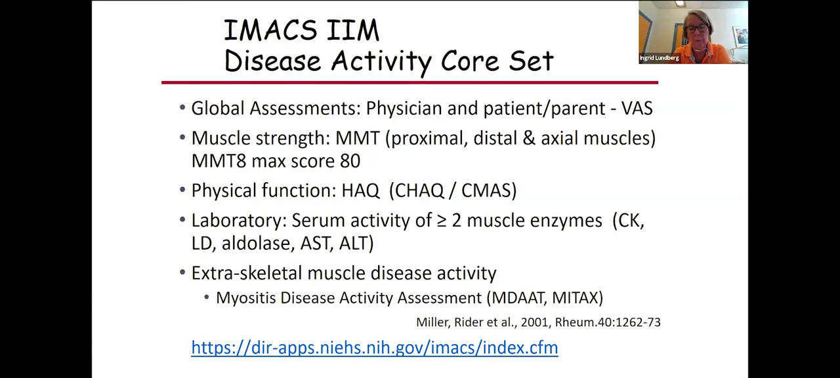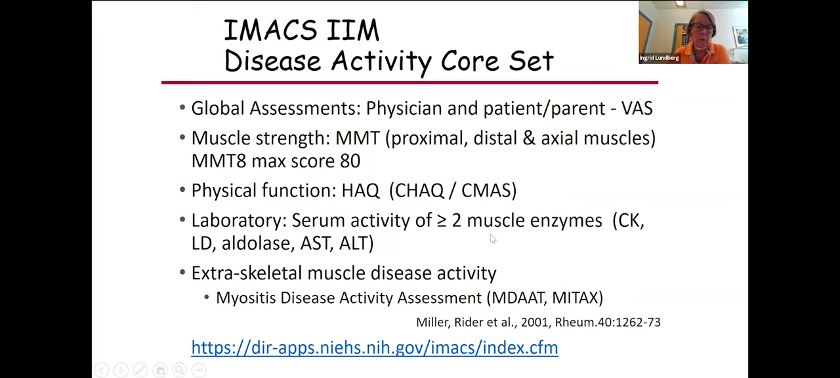It's the global assessment of the physician and of the patient, or the parent in juvenile cases, on a visual analog scale. Then there's the test of muscle strength, and the proposed test is the manual muscle test. That can be done on one side, as these are symmetrical, and then the maximum score would be 80. It includes a test of physical function, and the recommended test is the HAQ, as we have also for RA. And then a test of the serum enzyme activity, at least 2, like CK and LDH, for instance.